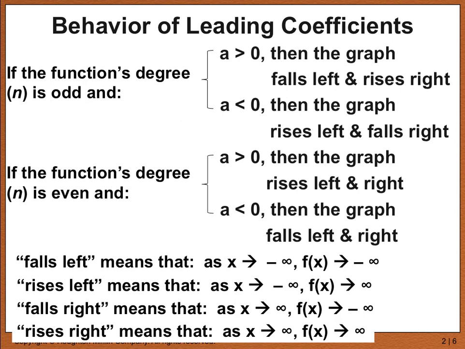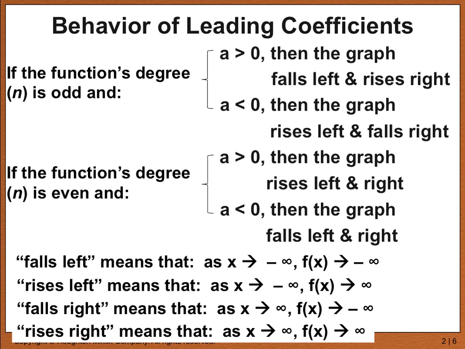Rises left means that as x approaches negative infinity, f of x approaches infinity. We saw that with the x squared function. Plug in very large negative values into the x squared function and you get very large positive values. Falls right means that as x approaches infinity, f of x approaches negative infinity. We saw that with the inverted quintic function, the degree of 5. It just means that if you plug in large positive values into the function, you're going to get bigger and bigger negative values. That's falling right.